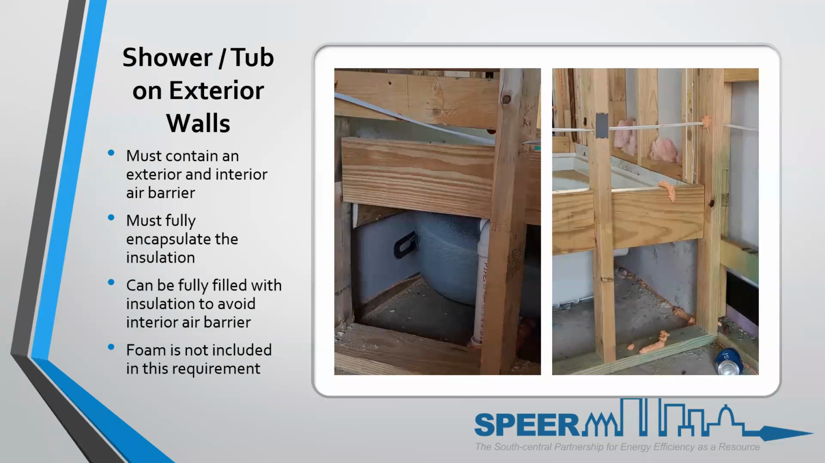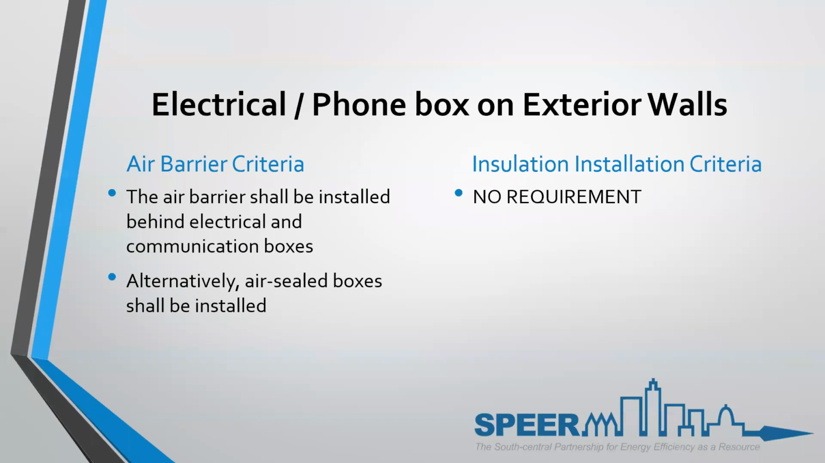So it must contain an interior and exterior air barrier and must fully encapsulate the insulation, or can be fully filled, as we said a second ago. Foam is the only other exception, where foam, when it's sprayed, actually creates its own air barrier. Once it creates its own air barrier, it solves both the insulation and air barrier issue and meets the intent. Therefore, just spraying that wall with foam and leaving it that way meets both intents. It does the insulation and the air sealing. It does not have to be shaved down and have an air barrier installed in front of it, because the foam insulation is thick enough that it is now the air barrier.